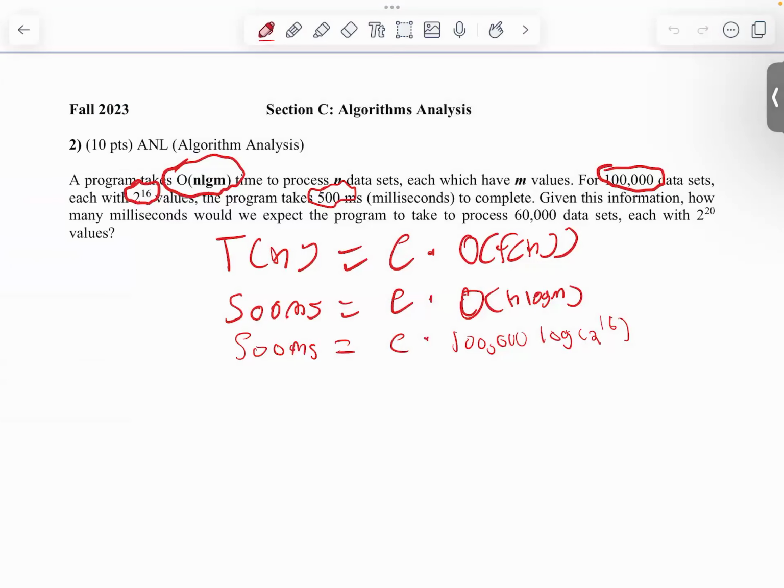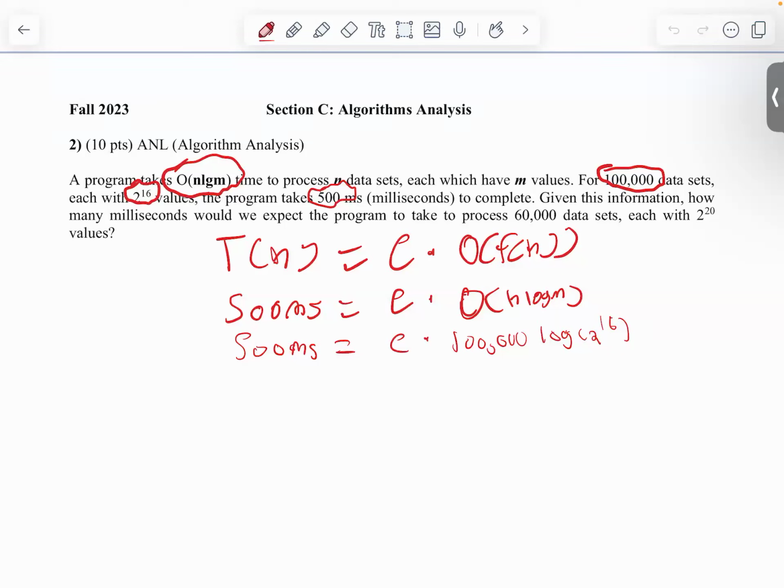Log 2 to the 16 is going to equate out to 16 log 2. If your log isn't given a base, it's just log base 10. That's the default, which is to the power of 1. So it's just 16 log 2 here.